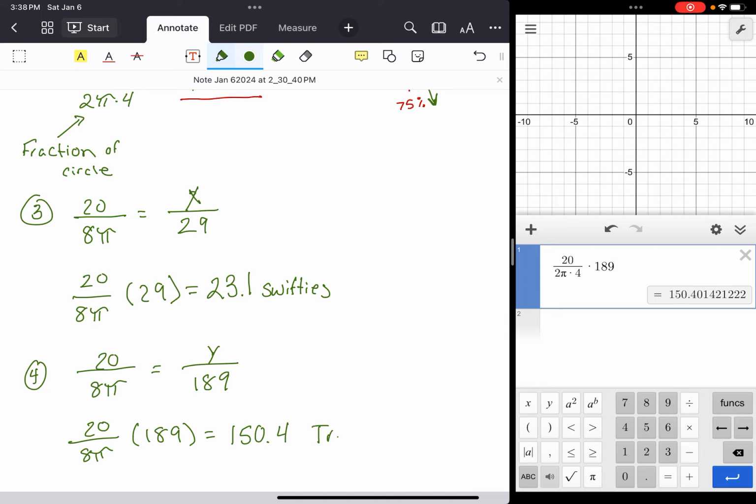150.4 Trekkies. So hopefully this time solving the problem was maybe a little easier than the first practice. And there's some more additional practice with this in this module's CYU.